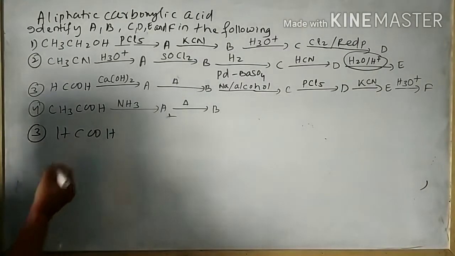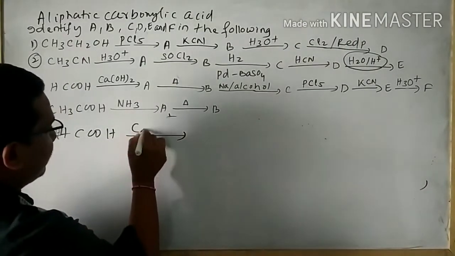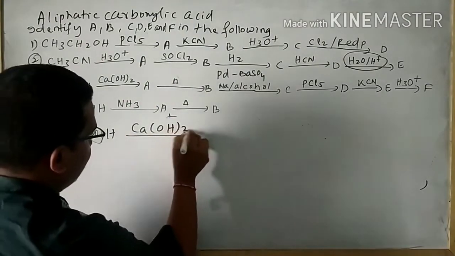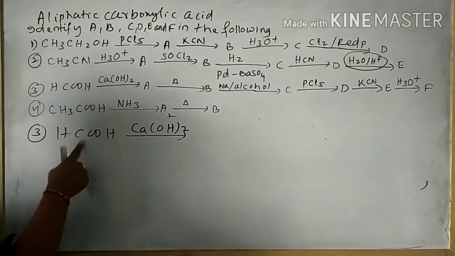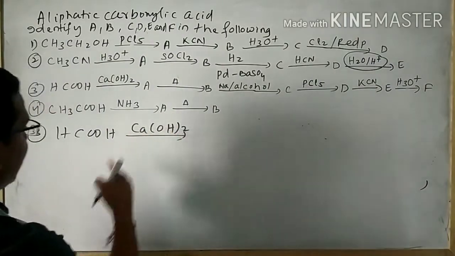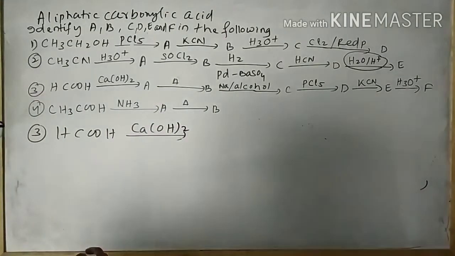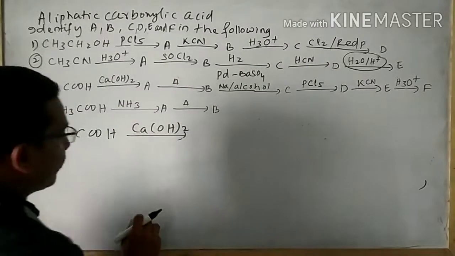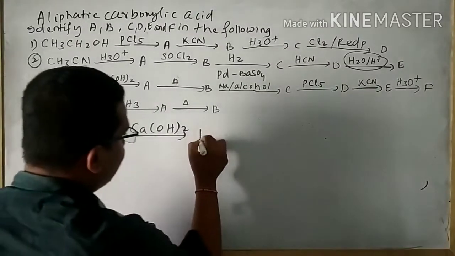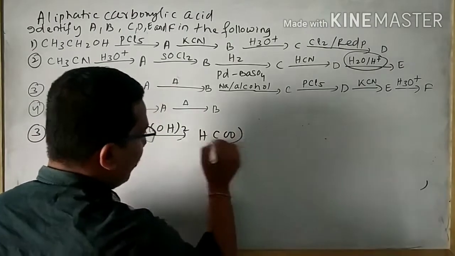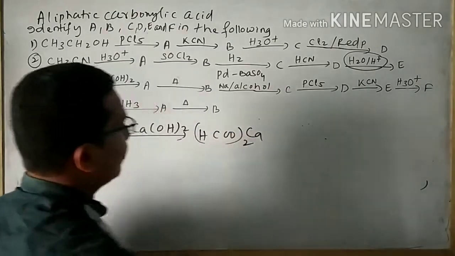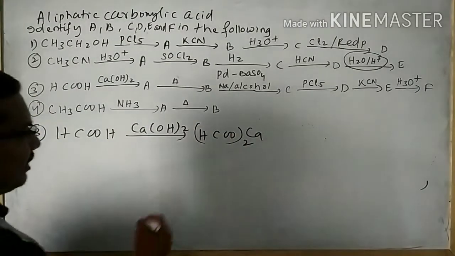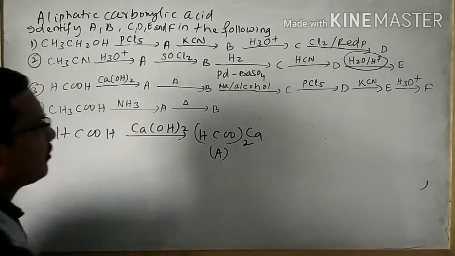HCOOH is said to be formic acid. This is subjected to reaction with calcium hydroxide. This is an acid, and this is a base. When an acid and a base undergo reaction, a neutralization reaction takes place and a salt is formed. The salt is calcium formate, and it is said to be A.